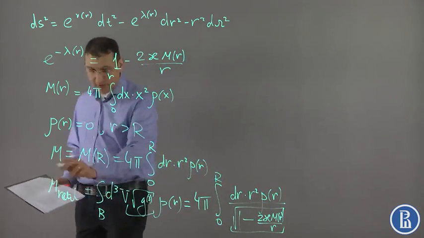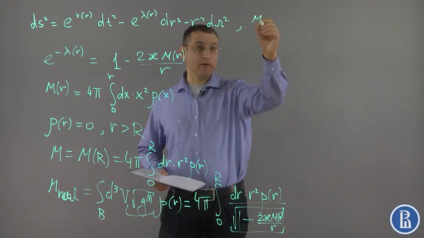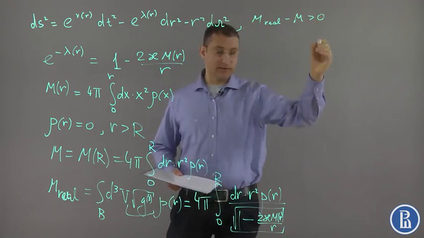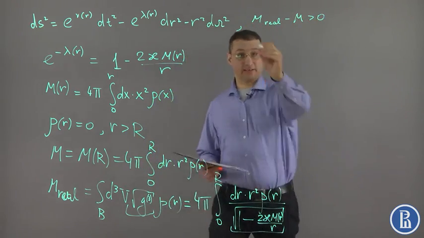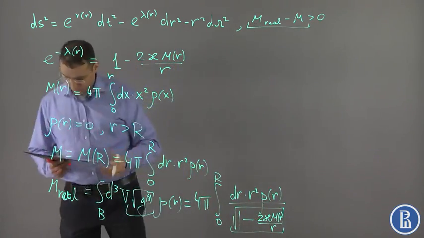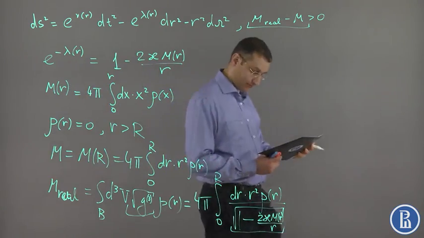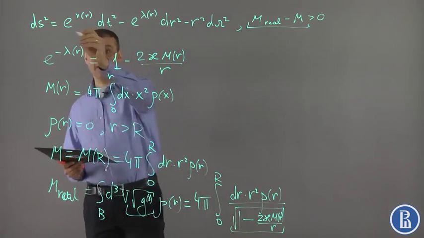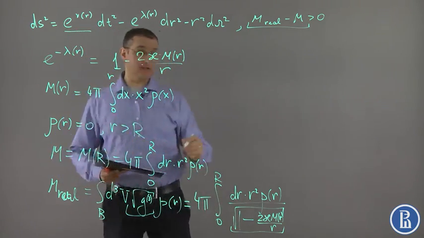And M real minus M is always greater than 0. And this is nothing but the gravitational binding energy which sustains the star. So this is so far. Now we have to fix this quantity.